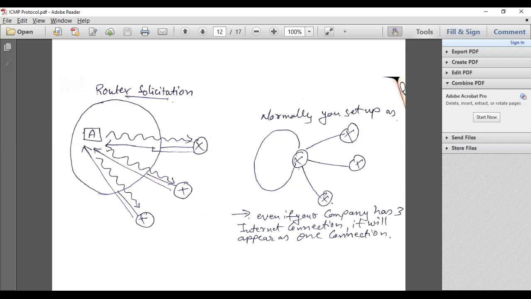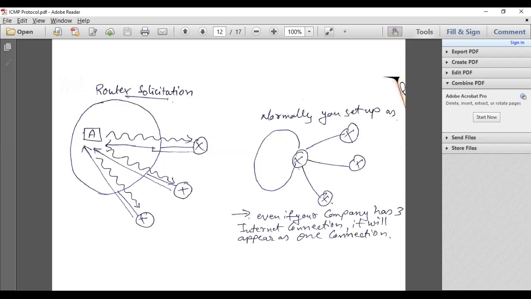So router solicitation means, please advise me if there are any routers in the network so that I could use one as a default router. Then all the routers which are present in the network are supposed to reply to this station. Station A will then set this router as the default router or the default gateway. So that's what station A will do, right?